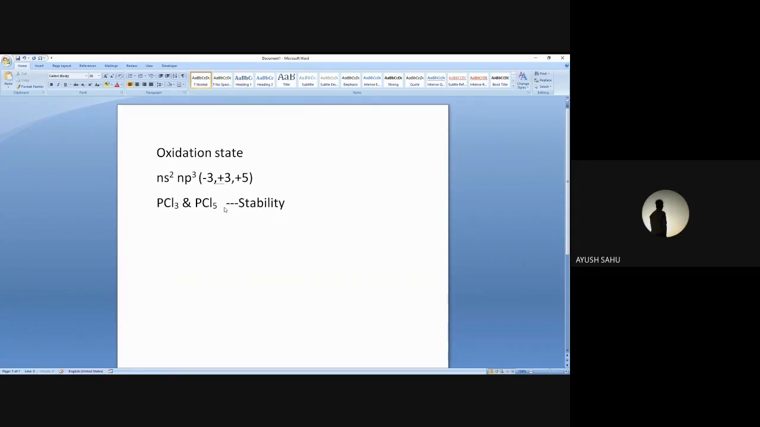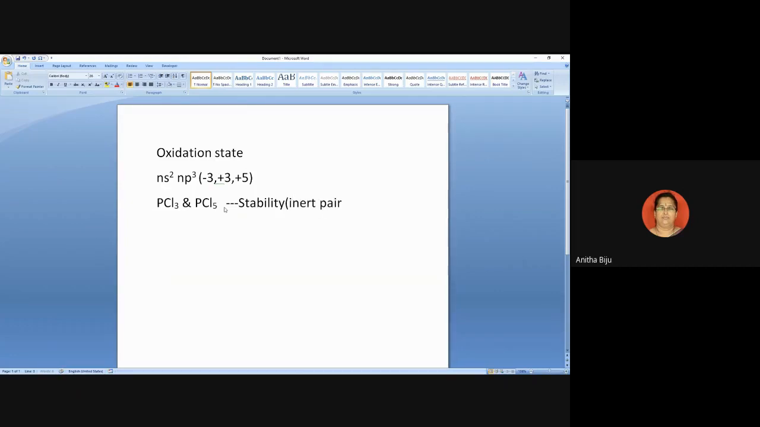Ma'am, the lone pair. Correct, correct. Who is speaking? The lone pair of electrons is there, that's why. And who said it? Anne Mary. Very good, Anne Mary. So it has a specific name. What is that? It is called the inert pair effect.